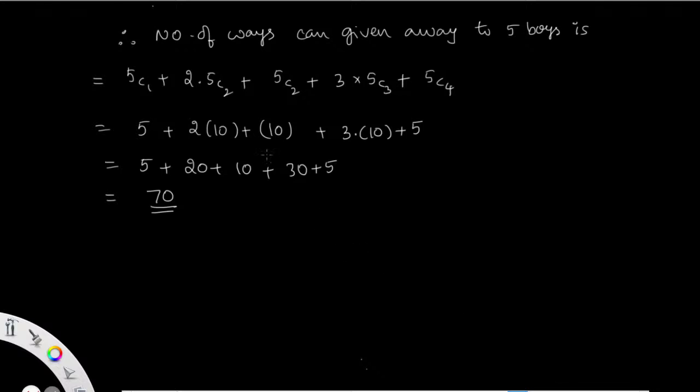Then the total number of ways a student can give up to 5 coins is 5C1 plus 2 into 5C2 plus 5C2 plus 3 into 5C3 plus 5C4. Then the total value becomes 70 ways. With this, permutations and combinations is over.